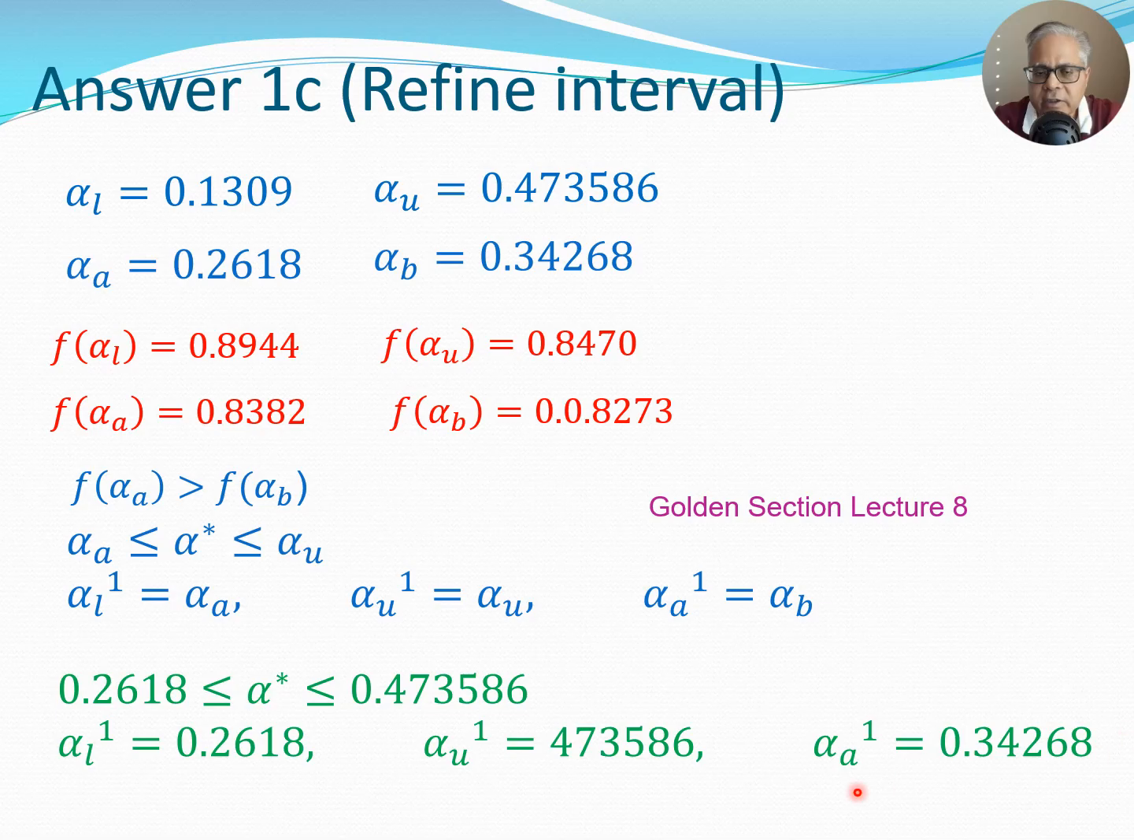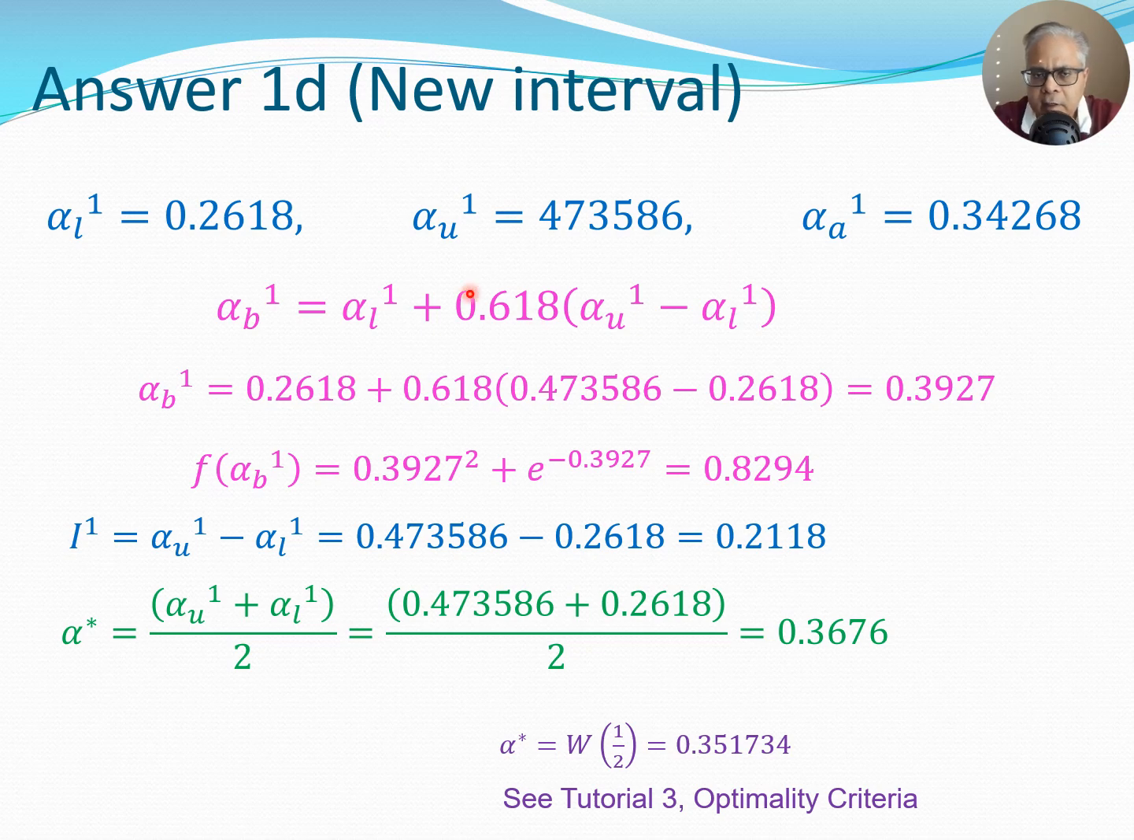Now, what we have obtained at this point in green is that the alpha star has been bracketed. We have refined it to 0.26 and 0.47, and these are the three values we have obtained here. Now, the next thing we do is we simply write down those three values here, and we also need to calculate alpha B1. And so we calculate that. That also requires this 0.618. So you go to the leftmost point, alpha L1, you add 0.618 into the new I here, or the I1. So I1 is 0.2118, and so we have done that here.